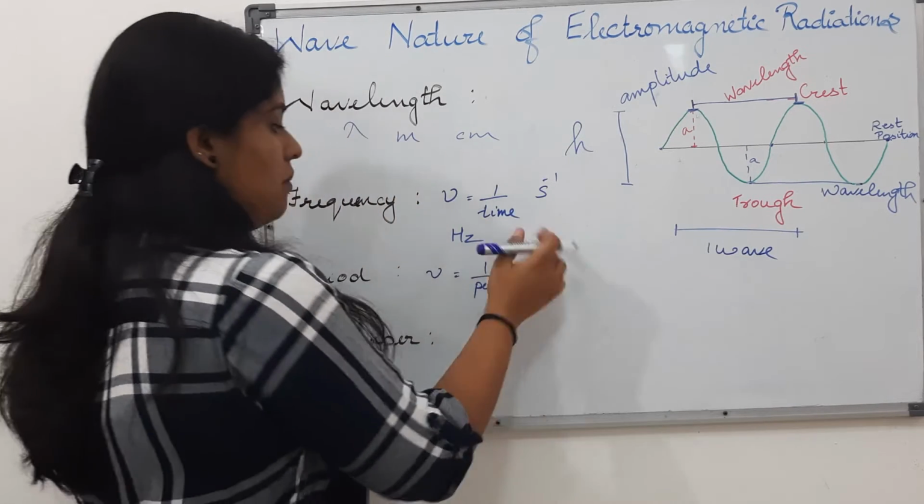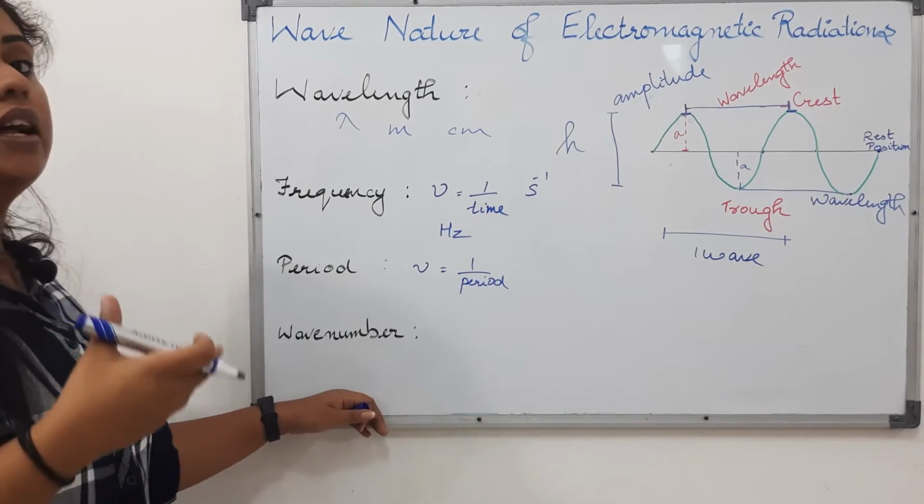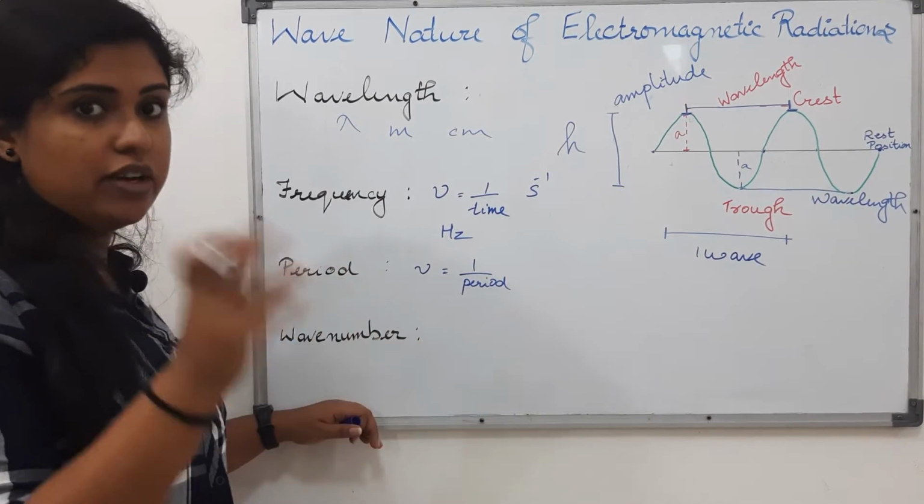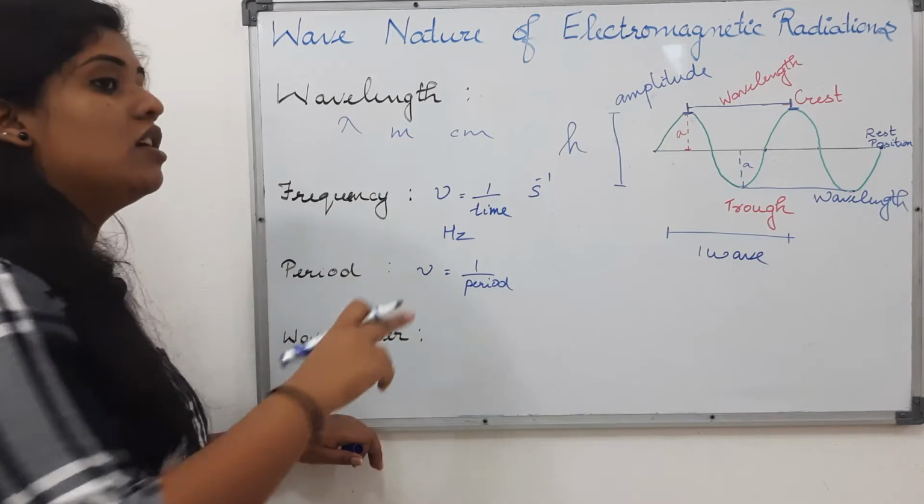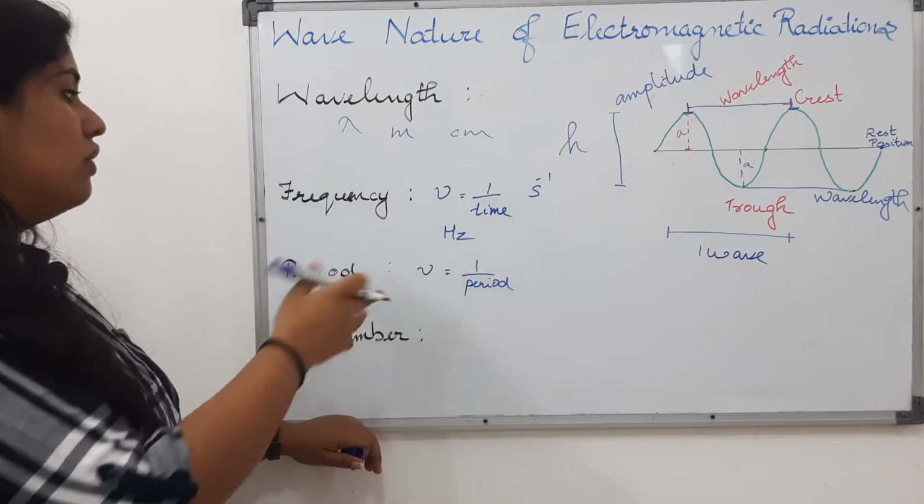This is inverse of time, or it can also be the inverse of period, because period corresponds to the time it takes for a single wave to move, and frequency corresponds to the number of waves that move in a period of time. So they are inverse of each other.